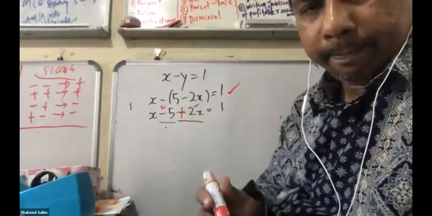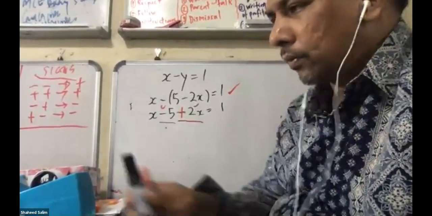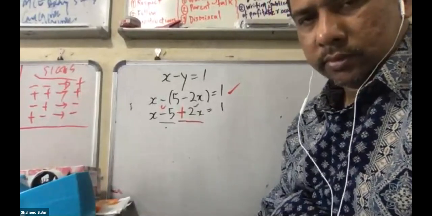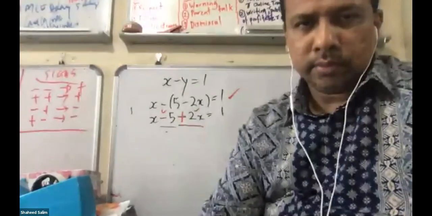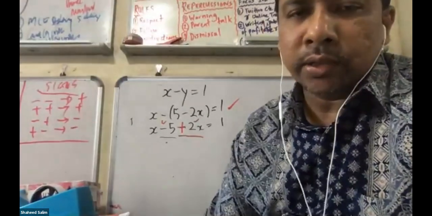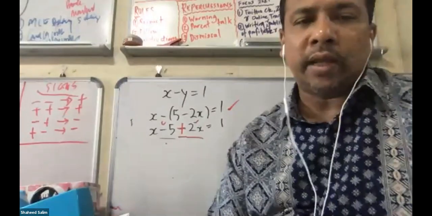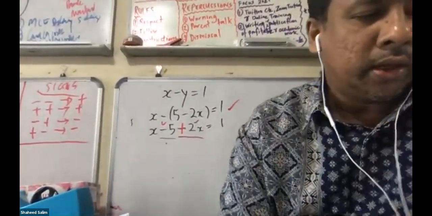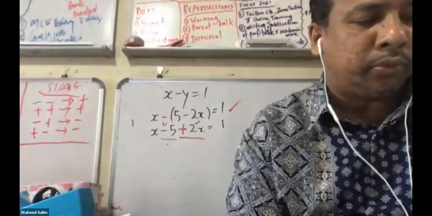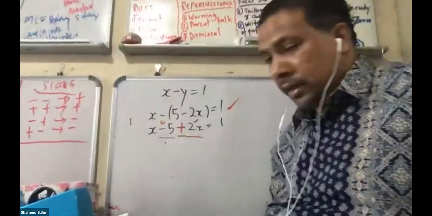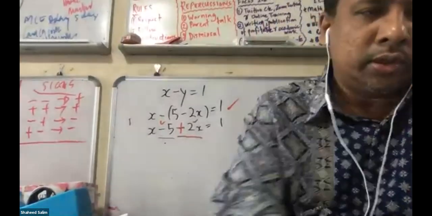Okay. Well done. So now this is correct. Now substitute x equals to 2 into any one of the equations. You want to substitute into equation 1, 2, or 3, it's up to you. Whichever you want. It's a free country. You can do substitution, any one.